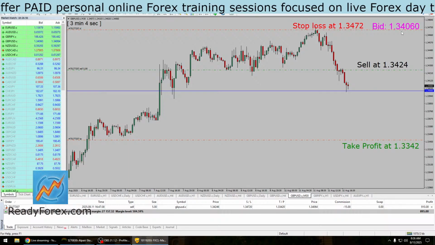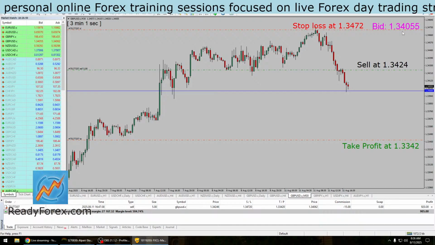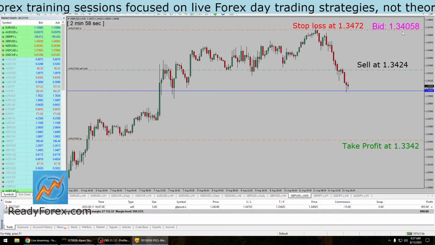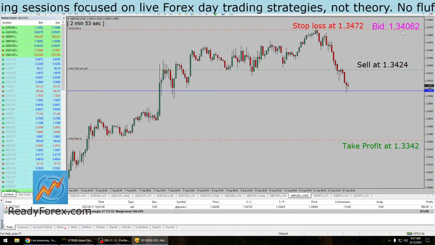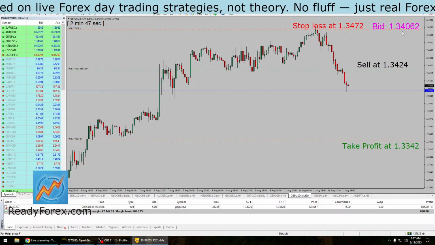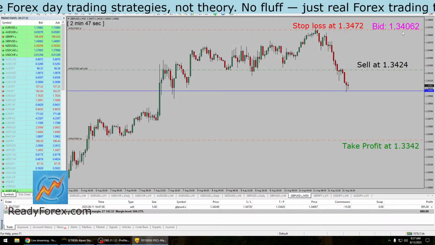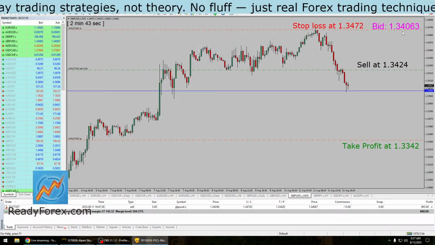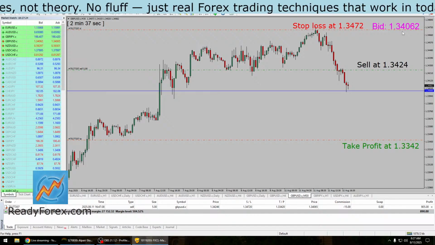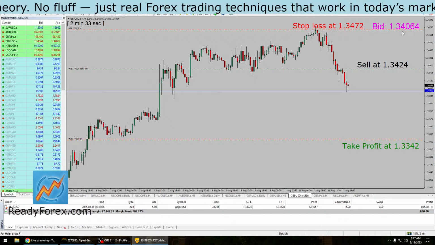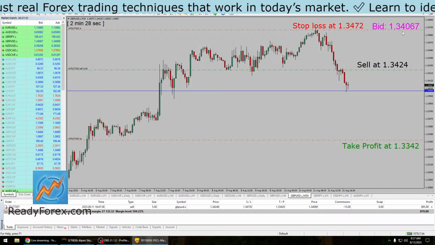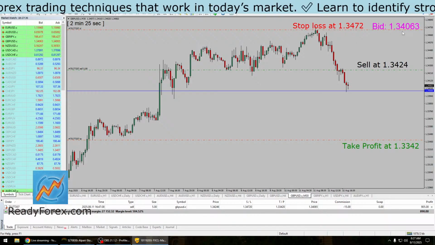So 1.3405, that's the current price right over here inside GBPUSD currency pair. Okay, so if market is going to drop, then at that time I'm going to move my stop loss down, lock in some pips, and let your profits run. So for the time being, just waiting for the price action to move further in my favor.